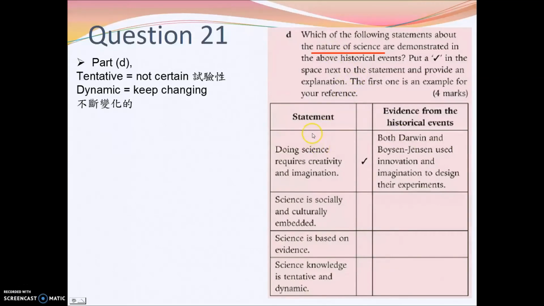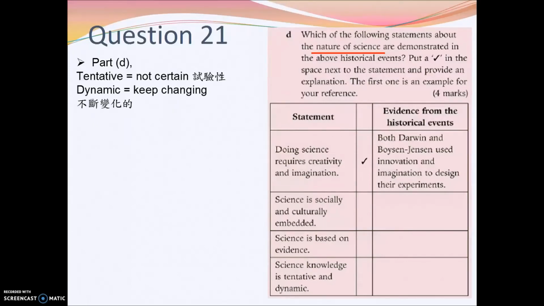So probably in this table, all of the statements are nature of science. But the point is that all of them can be found in Darwin and Jensen's experiment. So for the first part, doing science requires creativity and imagination. Both Darwin and Jensen used innovation and imagination to design their experiments. Both of them would like to study the phototropic response of the plants.